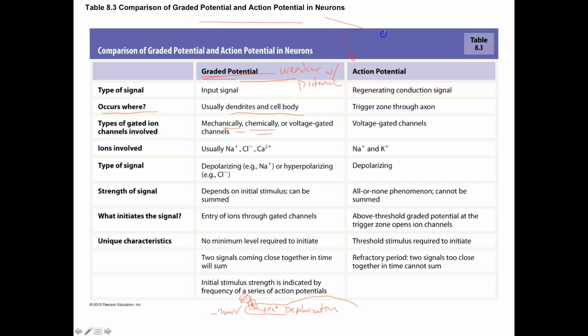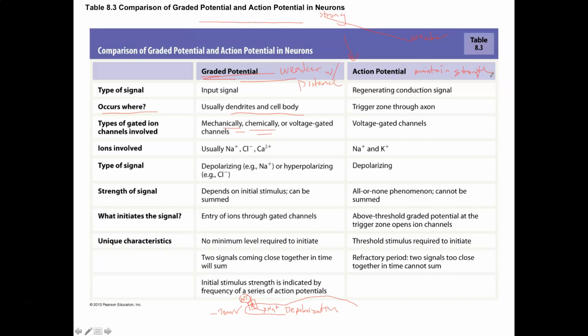Think of it as kind of a downhill. Okay? They start out strong. Graded potentials start out strong, but they get weaker as they travel through the dendrite and as they travel through the cell body. So they get weaker with distance. Action potentials are not going to get weaker with distance. Action potentials are going to maintain their amplitude. They're going to maintain their strength. And we'll talk about why in future videos.